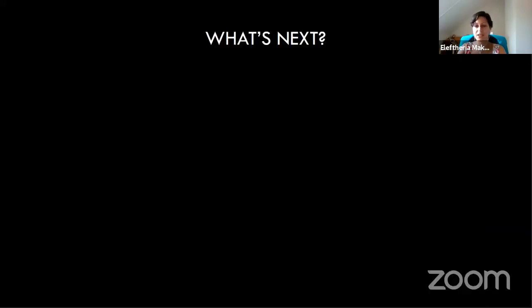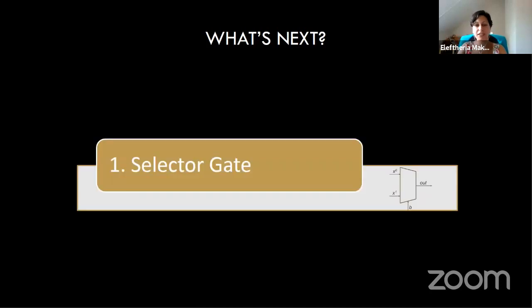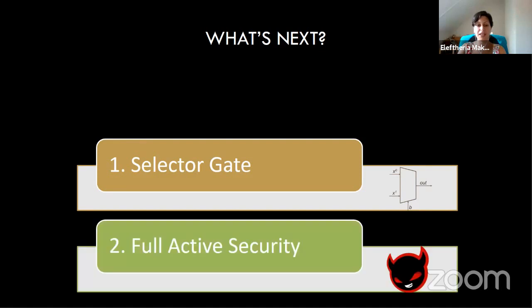So what's next on my agenda for today? I would like to present to you the selector gate. First, I will explain what that is and what Ben-Efraim did, and then I will explain our optimizations on that. Then I want to tell you how we achieved full active security in that setting for n-1 dishonest parties.